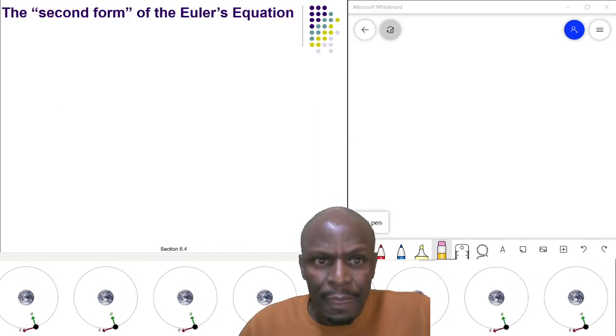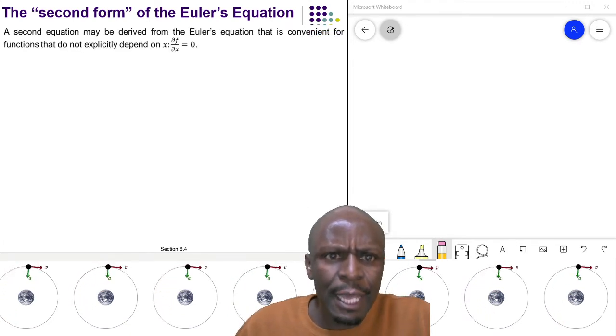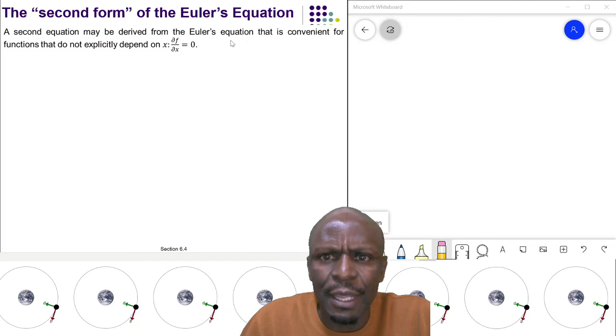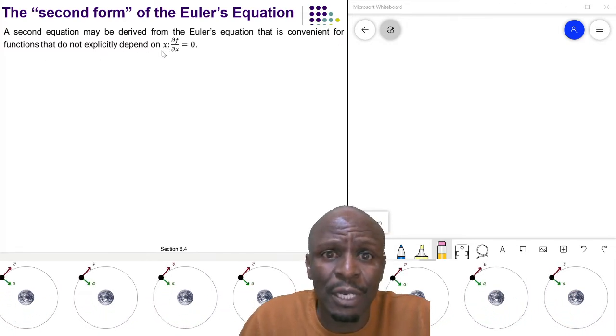All right. Good. Now let us dive into the second form of the Euler's equation. A second equation may be derived from the Euler's equation that is convenient for a function that does not explicitly depend on x.